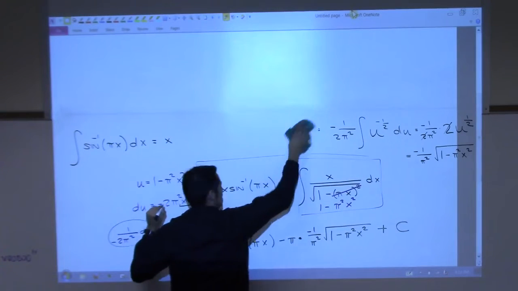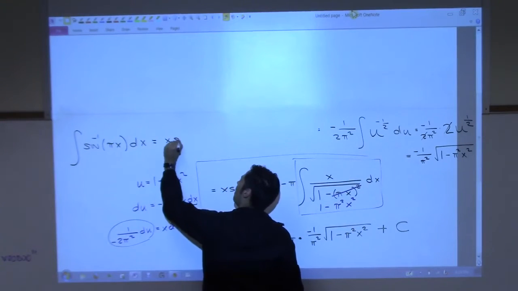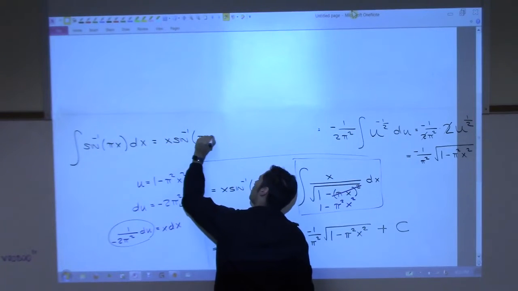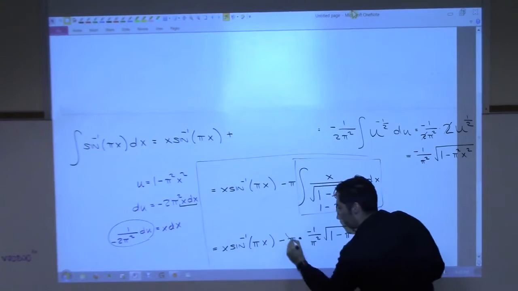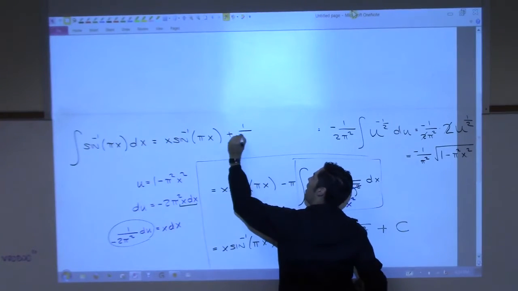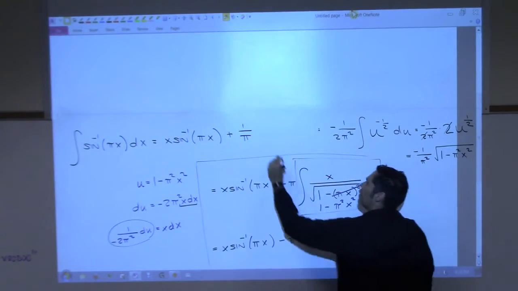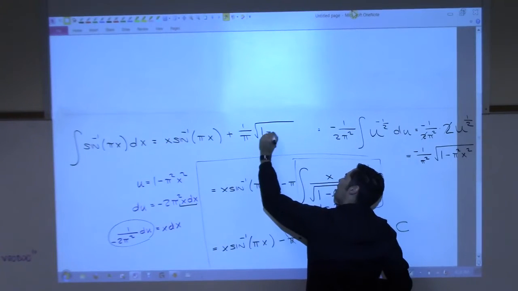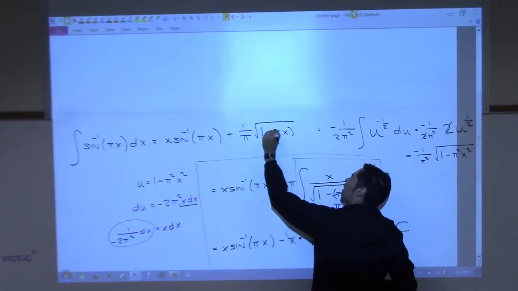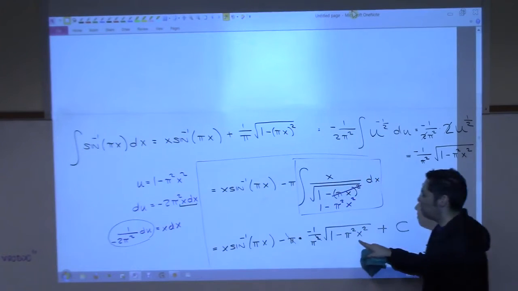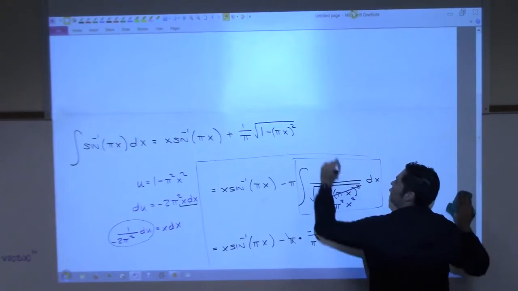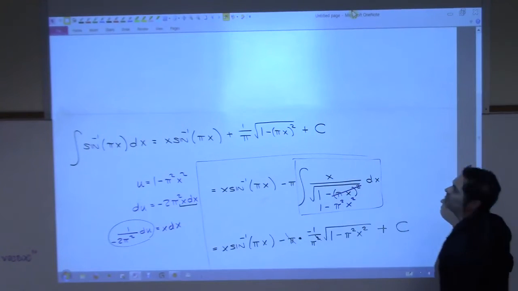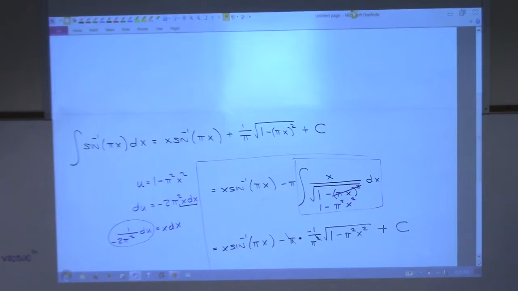X arc sine of pi x, and then minus minus is plus, so plus, then the pi and one of those cancels, so 1 over pi, and then this root right here. Root 1 minus pi squared x squared. How about I put it back like this? Is that okay? You can leave it as pi squared x squared, but I just put it back like that. And then plus c. And of course you could check it, but I won't.